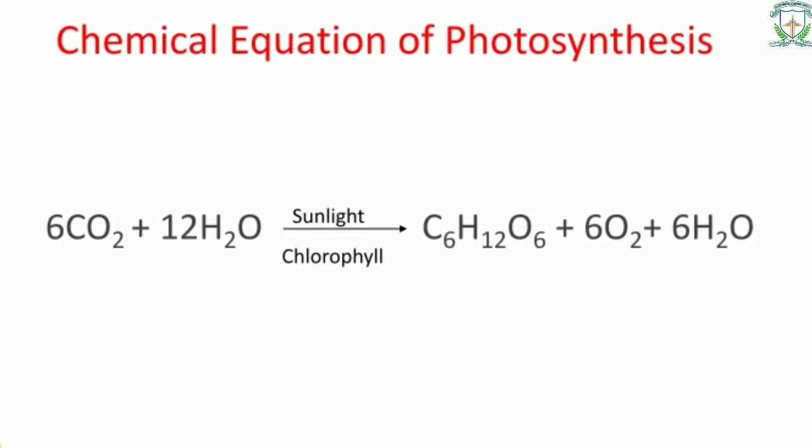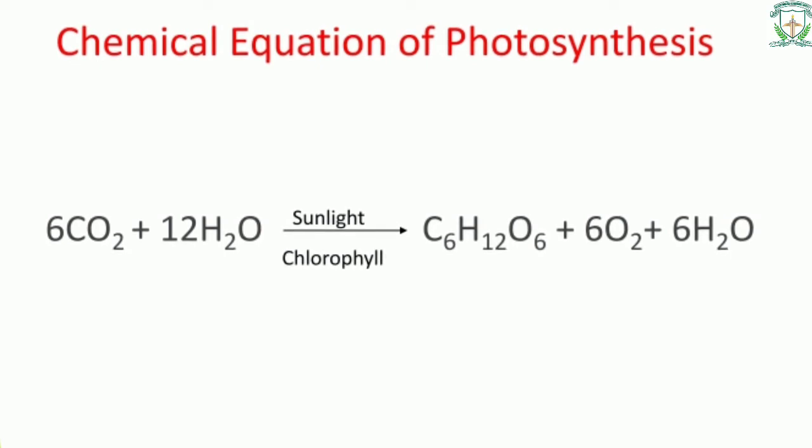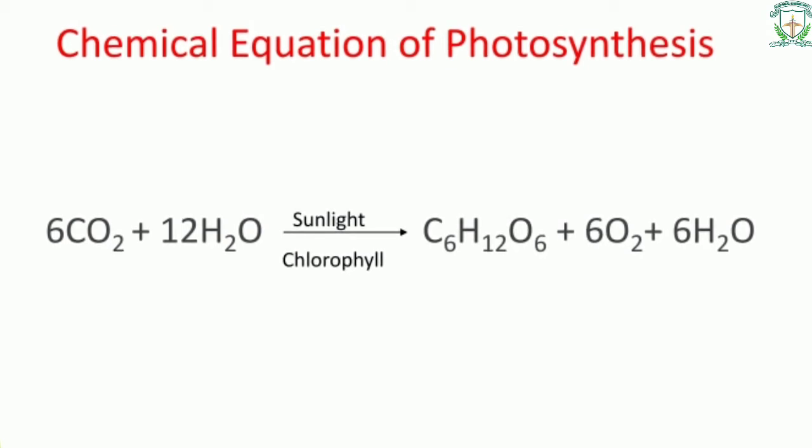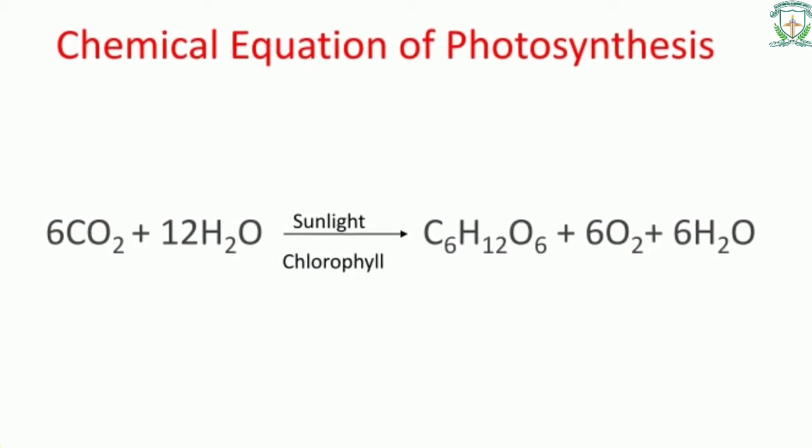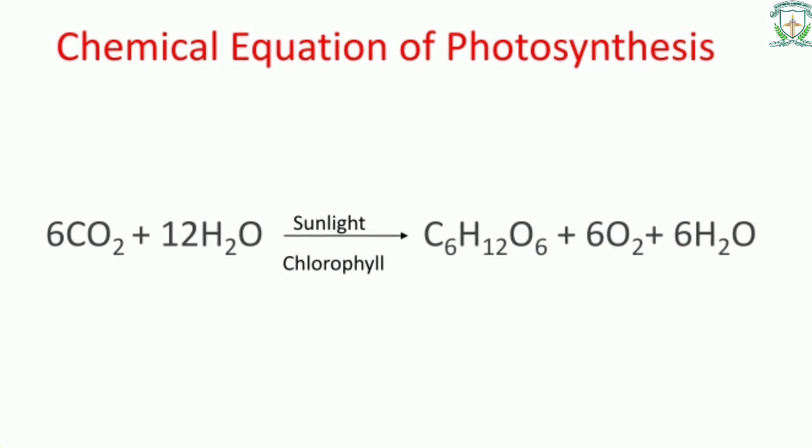Children, photosynthesis is a chemical reaction. So this is the chemical equation of photosynthesis. What are the reactants here? CO2, carbon dioxide, and H2O, water molecule. And what are the products formed? Glucose, oxygen and water. Glucose is C6H12O6. O2 is oxygen. H2O is water.